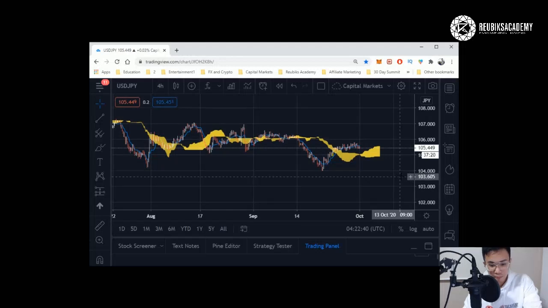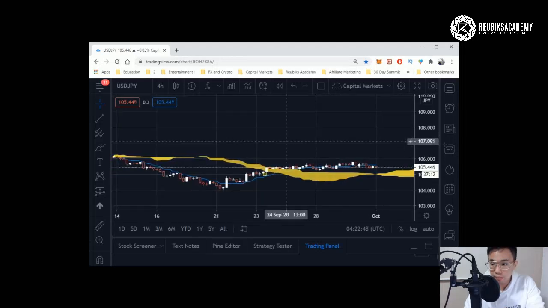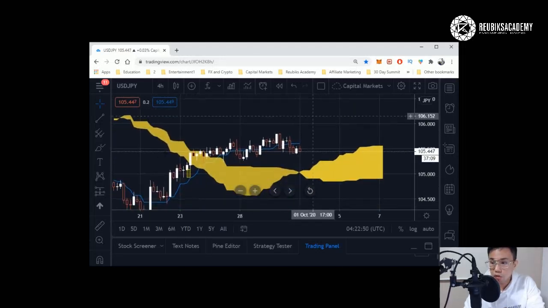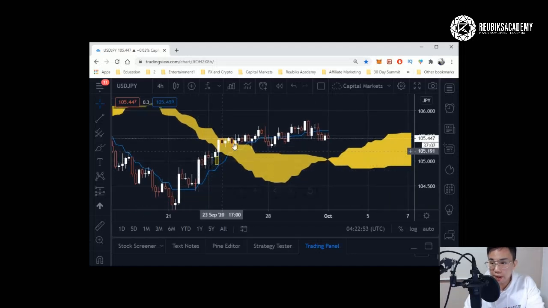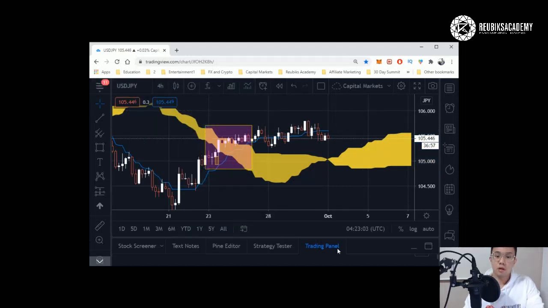You enter the market when the price breaks out of the cloud. For example, like this. So you look for prices breaking out of the cloud like this. This is an example. Let's change to green. Like this, where the candlesticks break out of the cloud. Now we will enter in the direction of the breakout. So in this case, it's breaking out to the top, so we enter long.